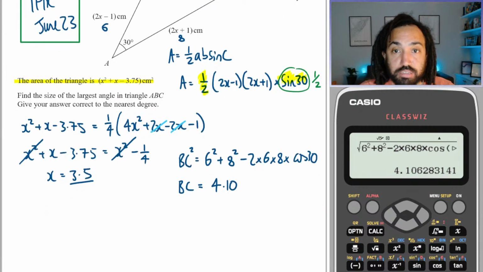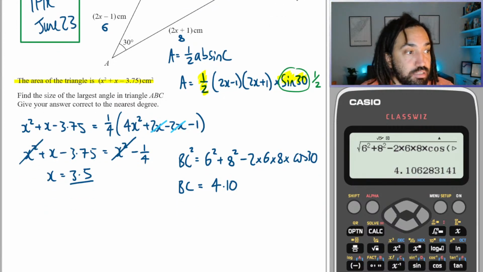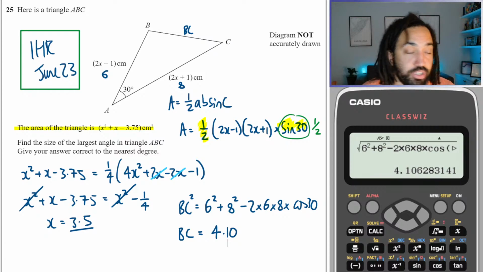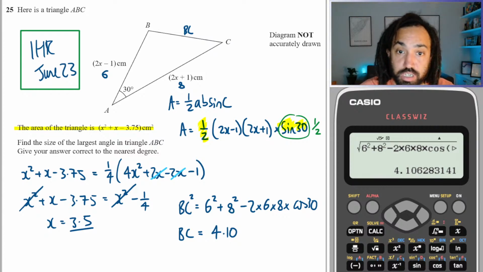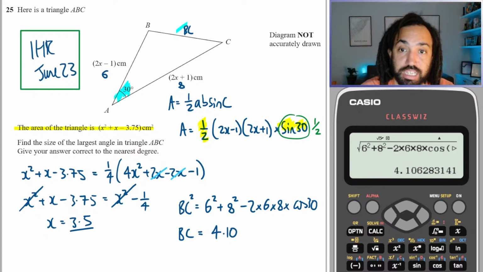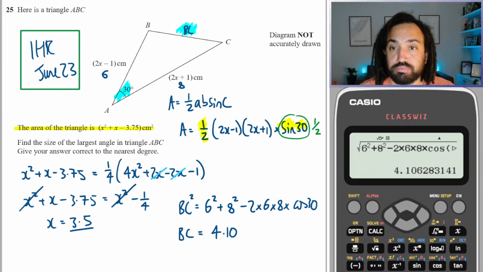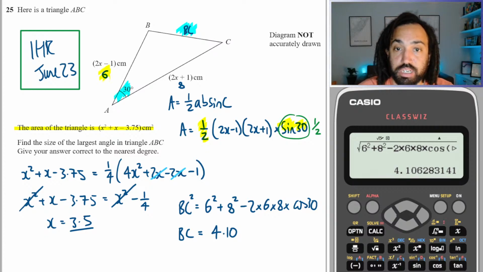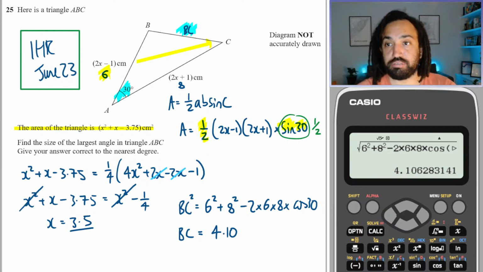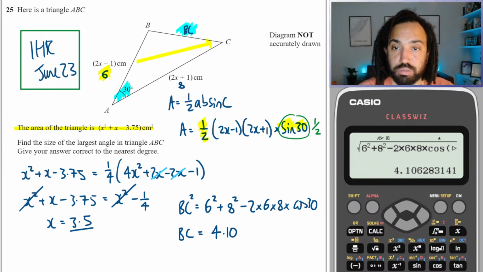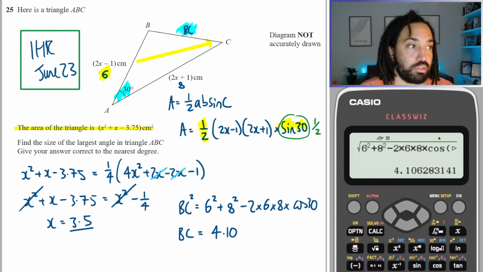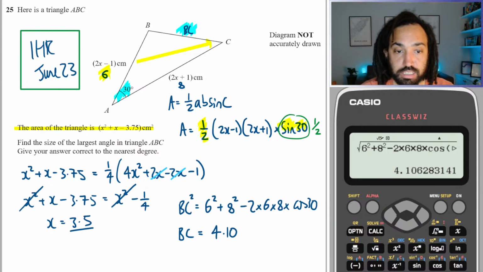Okay, so we know what BC is now, so now we can use the sine rule, because we have an angle and we have an opposite side. Okay, so what will I use? Let's use 6 and work out this angle over here. So let's call that angle, well, capital C, why not? It's already labelled that, so let's do that.